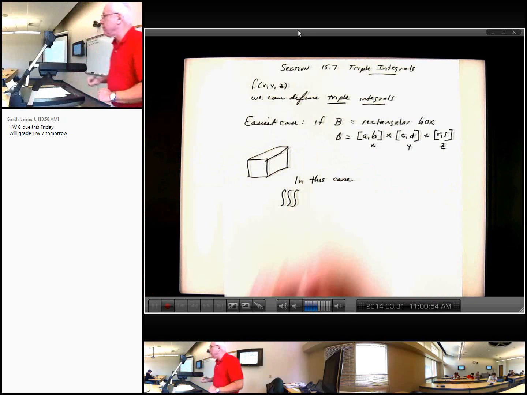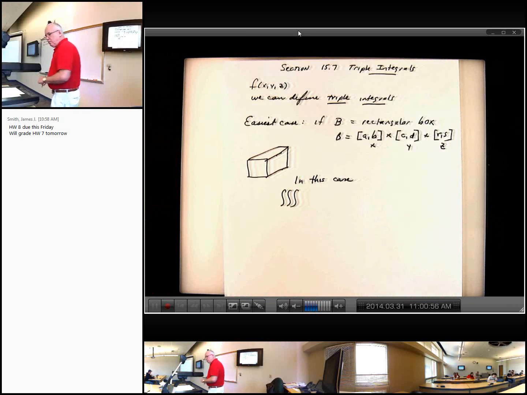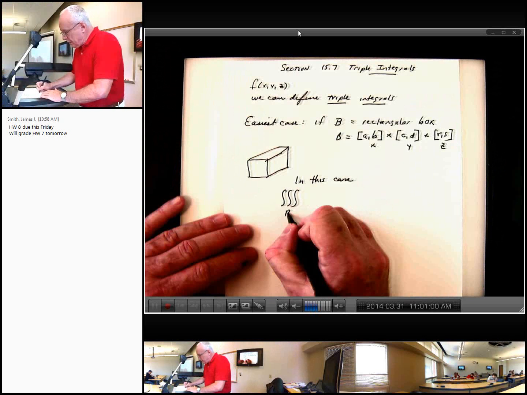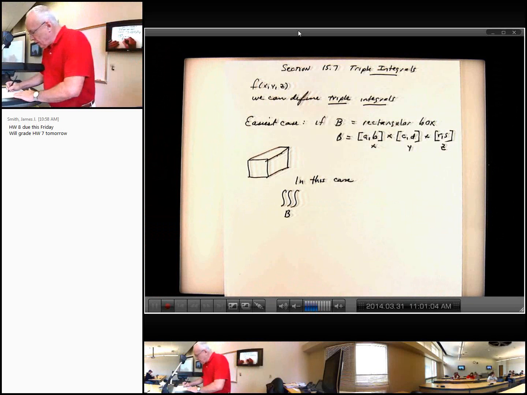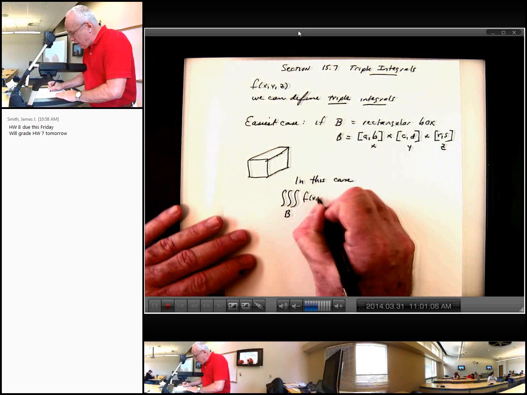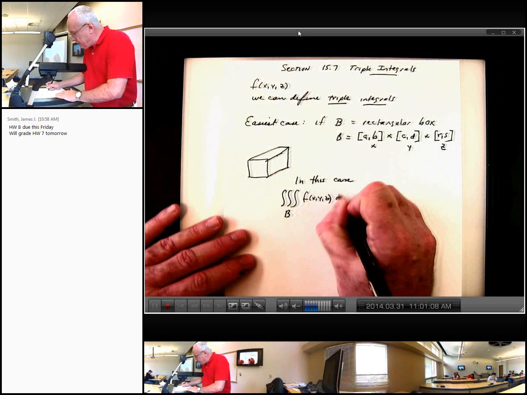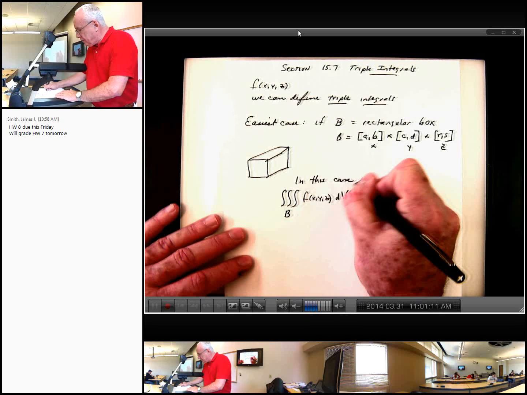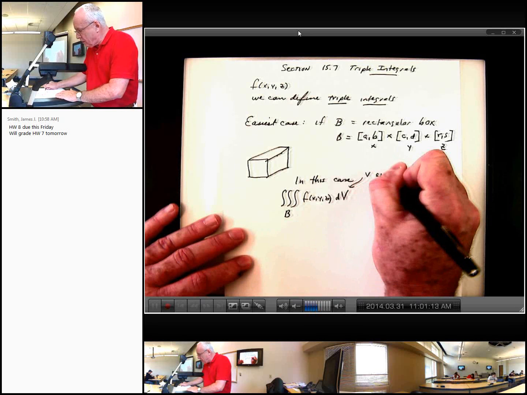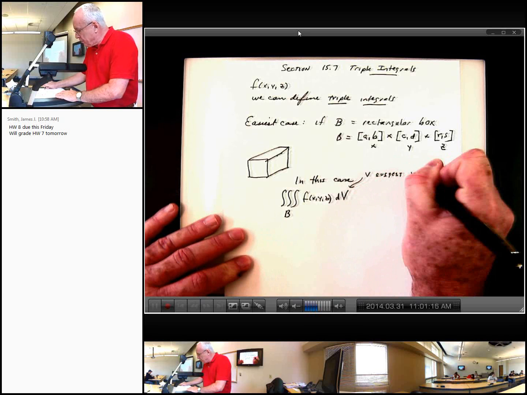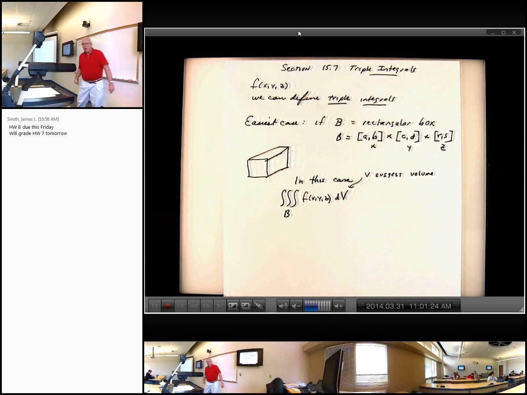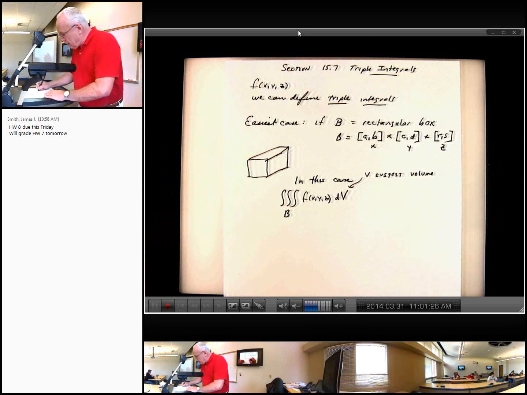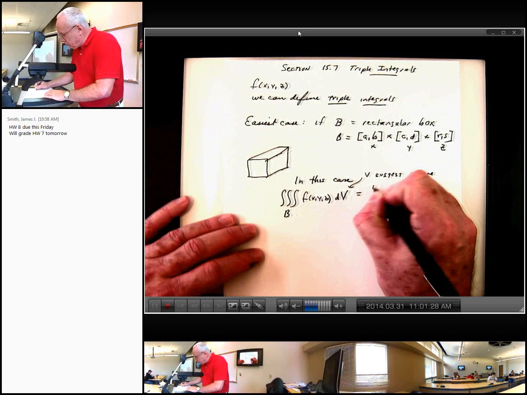Now we're going to have 3 integral signs, not just 2. So 3 integral signs over this solid rectangular box B of f of x, y, and z, dV. V suggests volume. That's the common notation that you'll see for this, dV. This is going to be equal to an iterated integral.